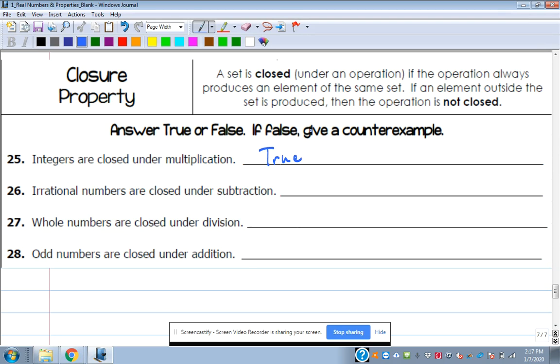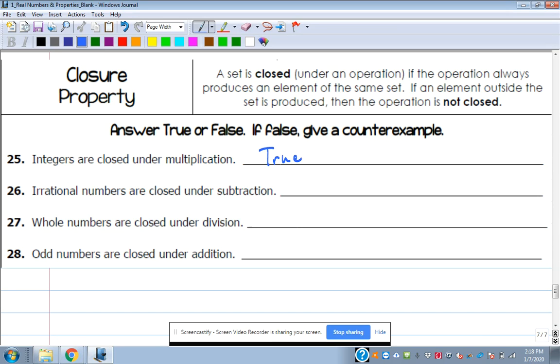26 says irrational numbers are closed under subtraction. So what are the irrational numbers, or what are some examples of irrational numbers? Pi is a good example. Square root of 5 is a great example. Now it says closed under subtraction, so that means subtracting. So if I subtract irrational numbers, do I always get irrational numbers back? Give me an example. If you're saying I can't, then you've got to give me a counterexample.